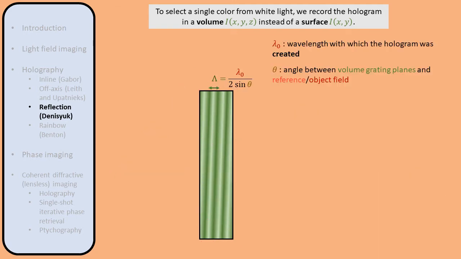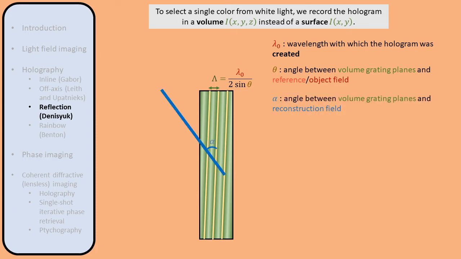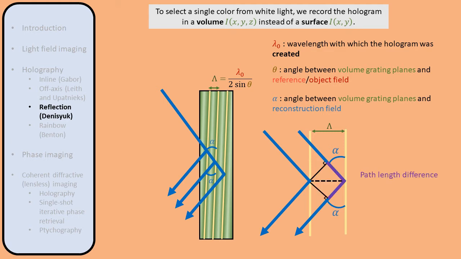Now let's see what happens if we shine light on such an interference pattern. Let's assume that after developing the hologram, the interference fringes act as reflective surfaces. If we illuminate the hologram with monochromatic light at an angle alpha, then each surface will reflect the light at the same angle alpha. Now let's see when these reflections will interfere constructively. Constructive interference will occur when the path length difference between the two reflections equals an integer multiple of the wavelength. Using trigonometry, we find that the path length difference is given by 2 lambda sine alpha.